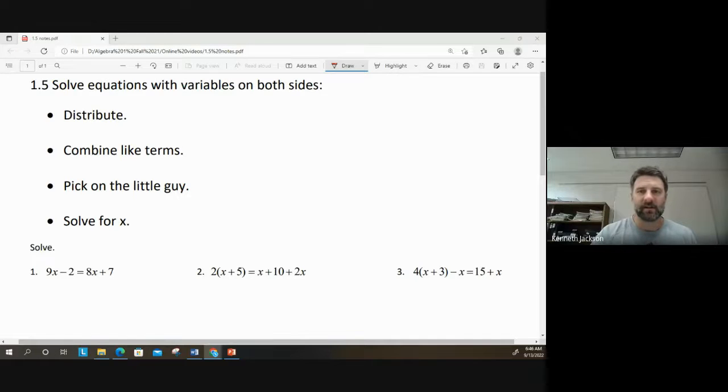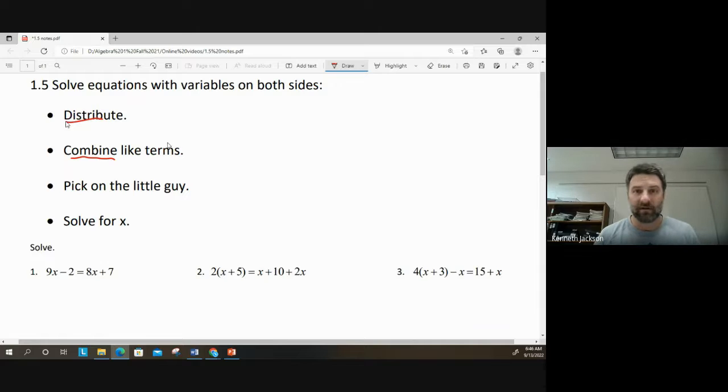These are notes for section 1.5, solving equations with variables on both sides. So we've spent a couple of weeks now talking about solving equations, and the process doesn't change regardless of what kind of equation you have. As you can see on the screen, the steps to solve are still to distribute and combine like terms, and these are things that we've been talking about now, like I said, for a couple of weeks.